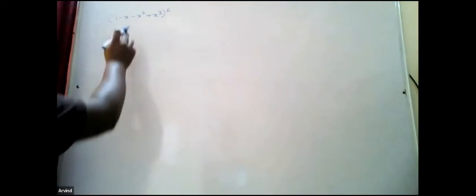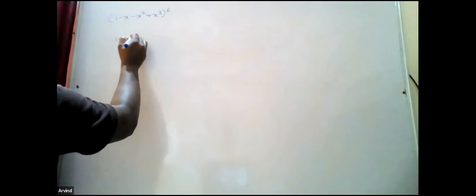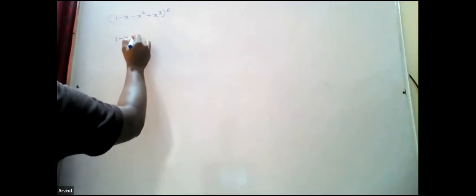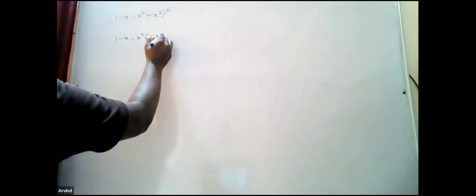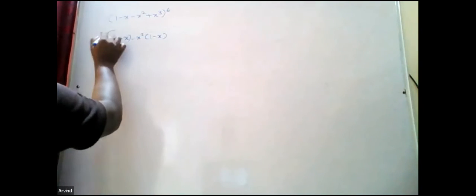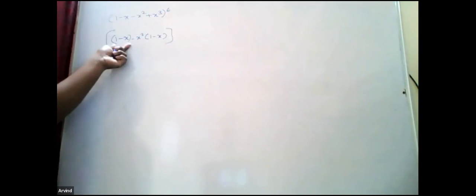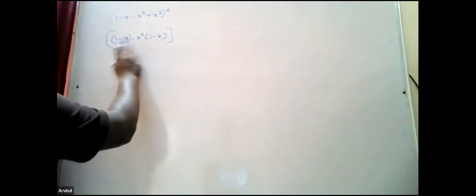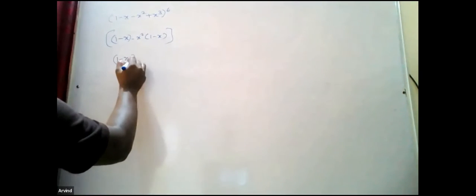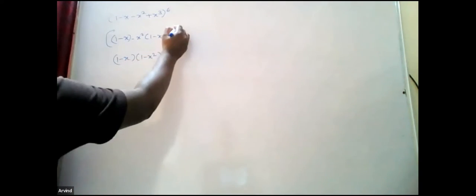Just observe. Actually, you can take 1 minus x square common. So it will be left with 1 minus x. Okay, this I will group it. 1 minus x I will consider as one group, and from these two I take minus x square common. So this can be written as 1 minus x into (1 minus x square) whole power 6.